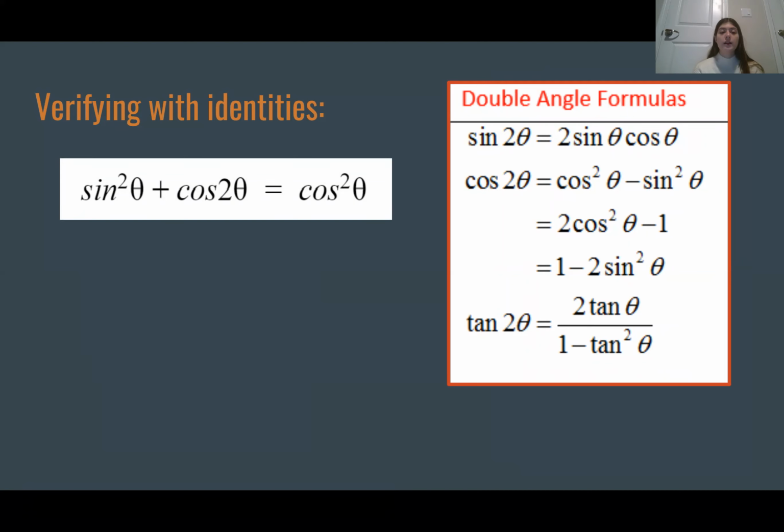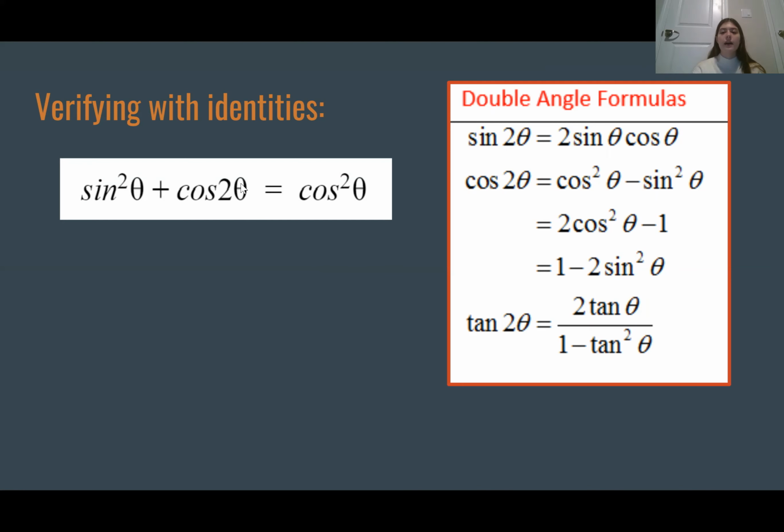Sine squared theta plus cosine of 2 times theta, it's not cosine squared, it's cosine of 2 times theta, is equal to cosine squared theta. Okay. Well, notice we've got cosine of 2 times theta. So if you see 2 times theta anywhere, that should automatically set an alarm in your head that we're talking about a double angle identity because we're taking the double of the angle, right?